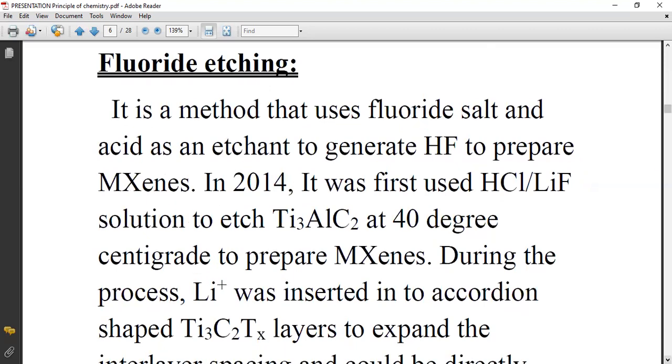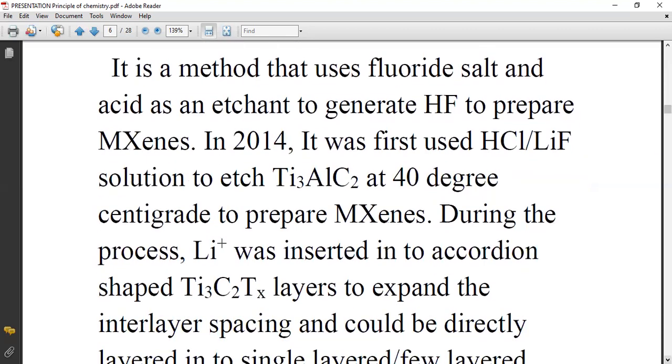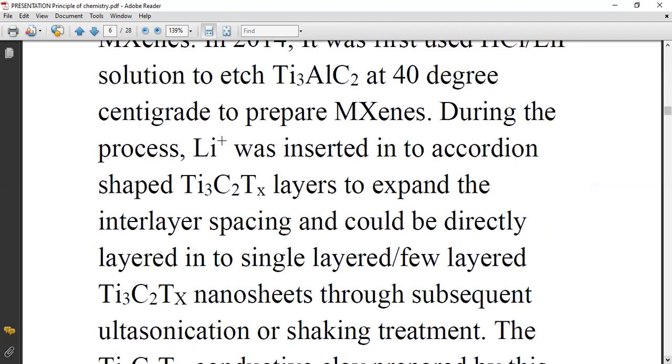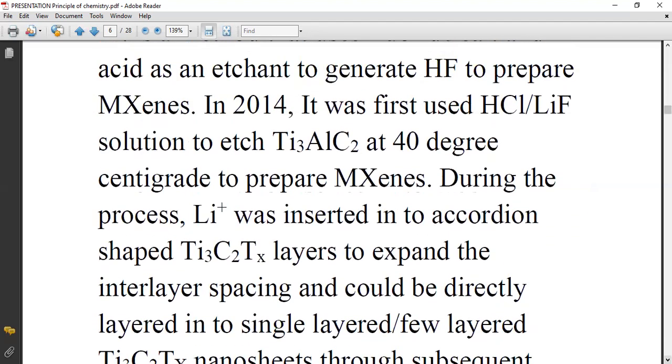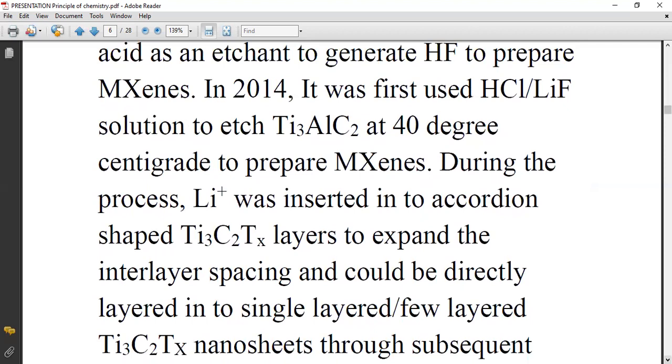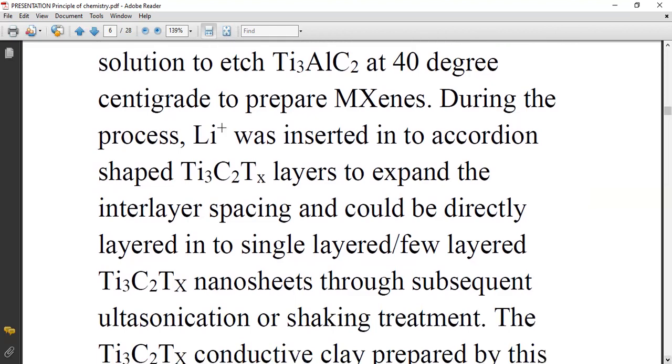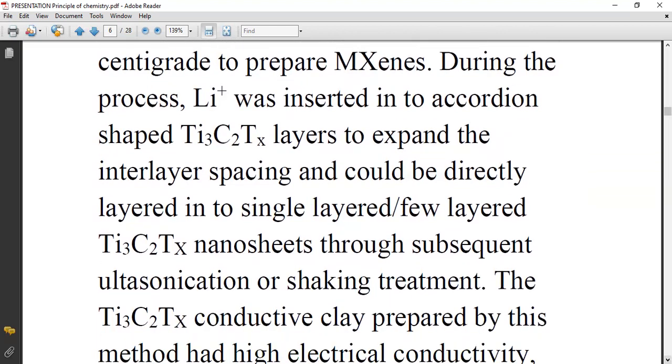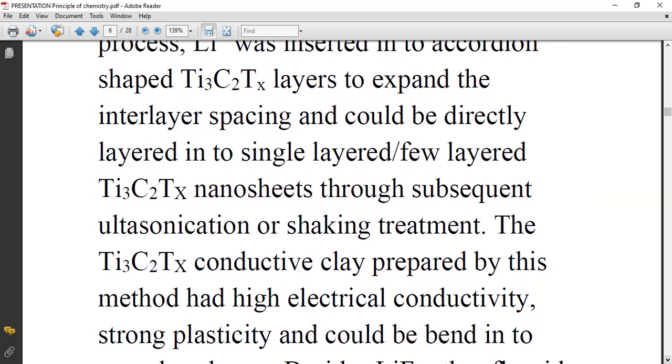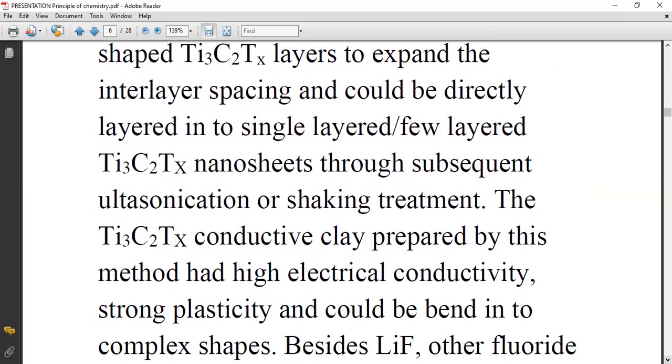Fluoride etching. It is a method that uses fluoride salt and acid as an agent to generate HF to prepare MXene. In 2014, HCl and lithium fluoride solution were first used to etch MAX at 40 degrees centigrade to prepare MXene. During the process, lithium ion was inserted into the accordion-shaped MXene layer to expand the interlayer spacing, and could be directly delaminated into single-layered or few-layered MXene nanosheets through subsequent ultrasonic or shaking treatment.